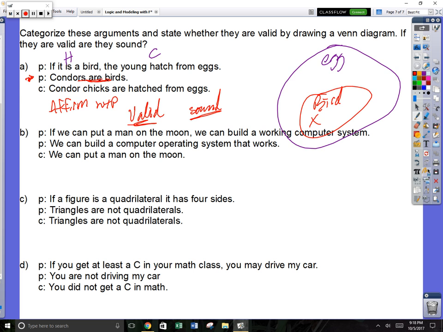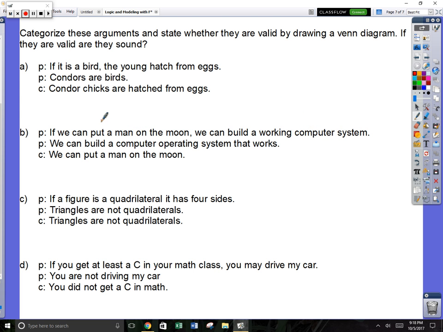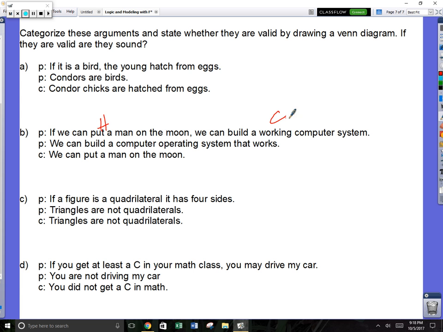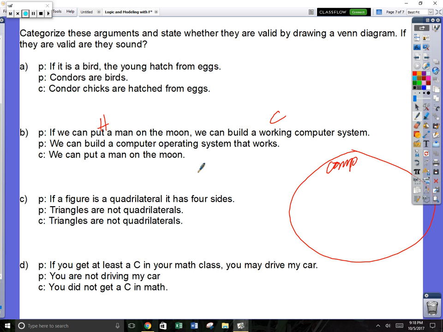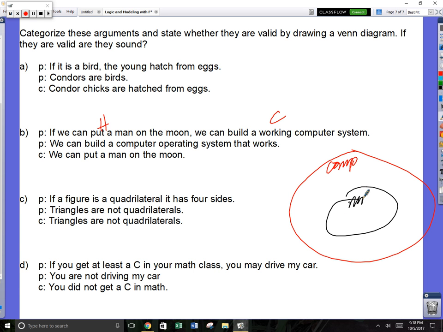Okay, so B, this is the hypothesis, this is the conclusion. So the conclusion is the big set here. So this is computers. And in that computer set lives a subset of moon. So here we go. We can build a computer. So they're talking about the conclusion, and they're saying the conclusion is true. So they are affirming the conclusion.